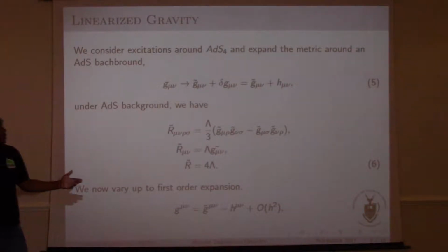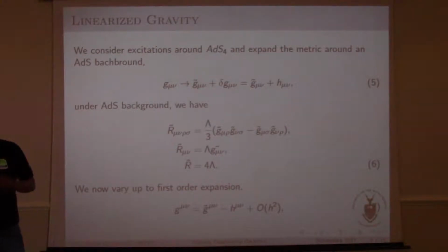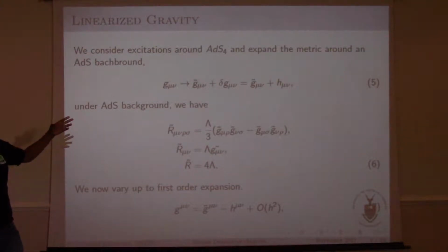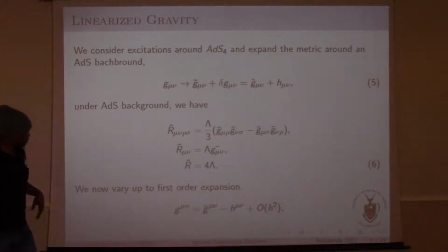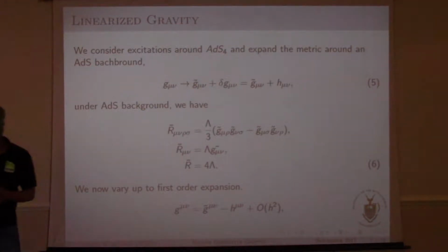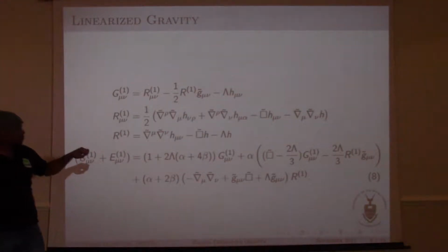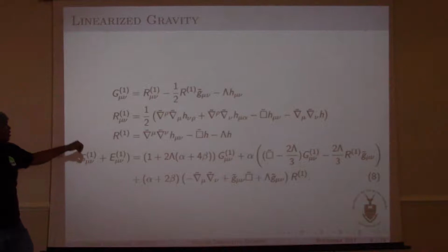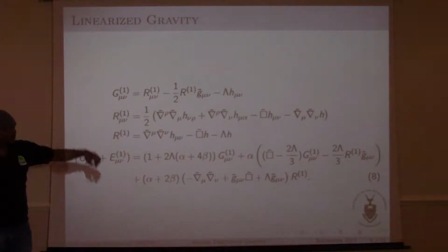So for linearized gravity, you just expand your metric under the AdS background, which is given by that. So you expand up to first order. When you do that, these are the equations of motion, and your curvature terms or constant terms are given by that.